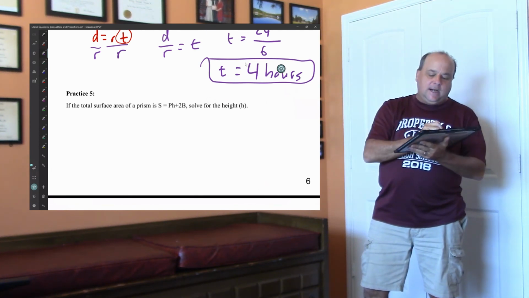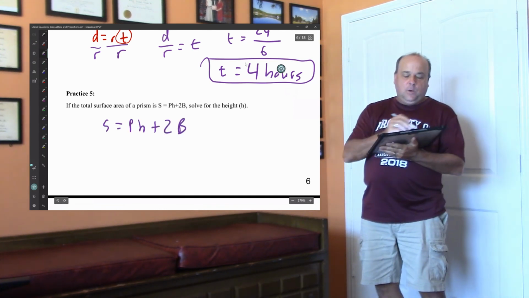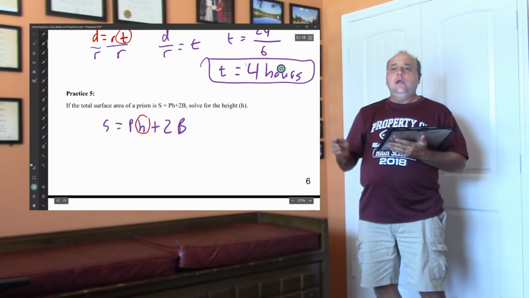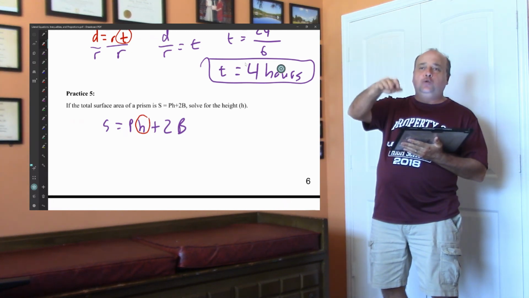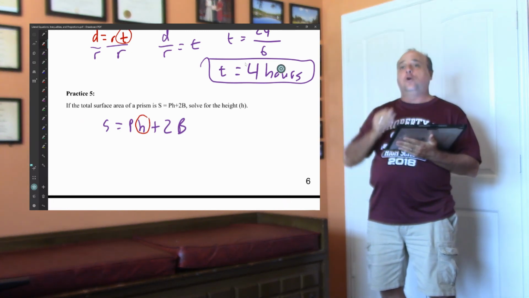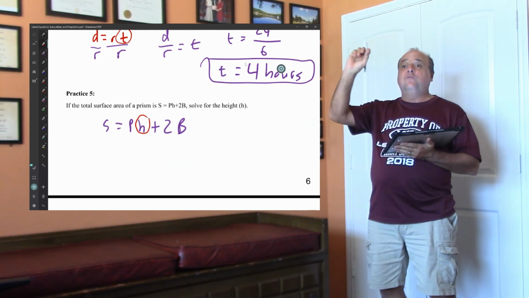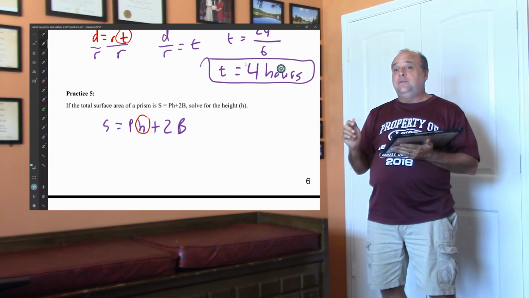So let's write down the problem here. Surface area equals the perimeter times the height plus 2 times the area of the bases. And we want to solve this for h. Okay, the first thing you're going to do is add and subtract. We're going to add and subtract that 2b across and then divide by p, aren't we? So the 2b will turn into a negative and the p will go from the numerator into the denominator.